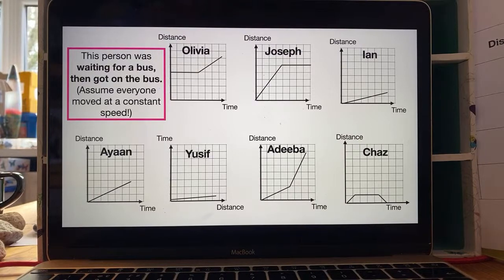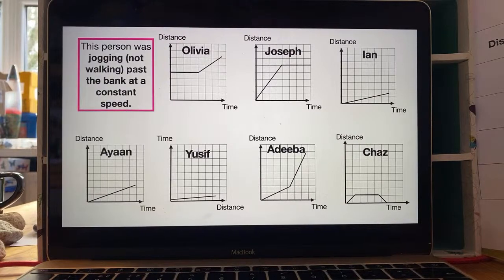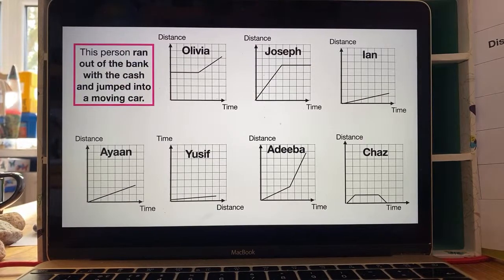Okay, so let's move on. This person was jogging, not walking. There is a walker and there's a jogger. This person was jogging past the bank at a constant speed. So someone's walking, someone's jogging. These are horribly done, actually. This is so awful, but I'm going to press on. I will go through these again before the answers.